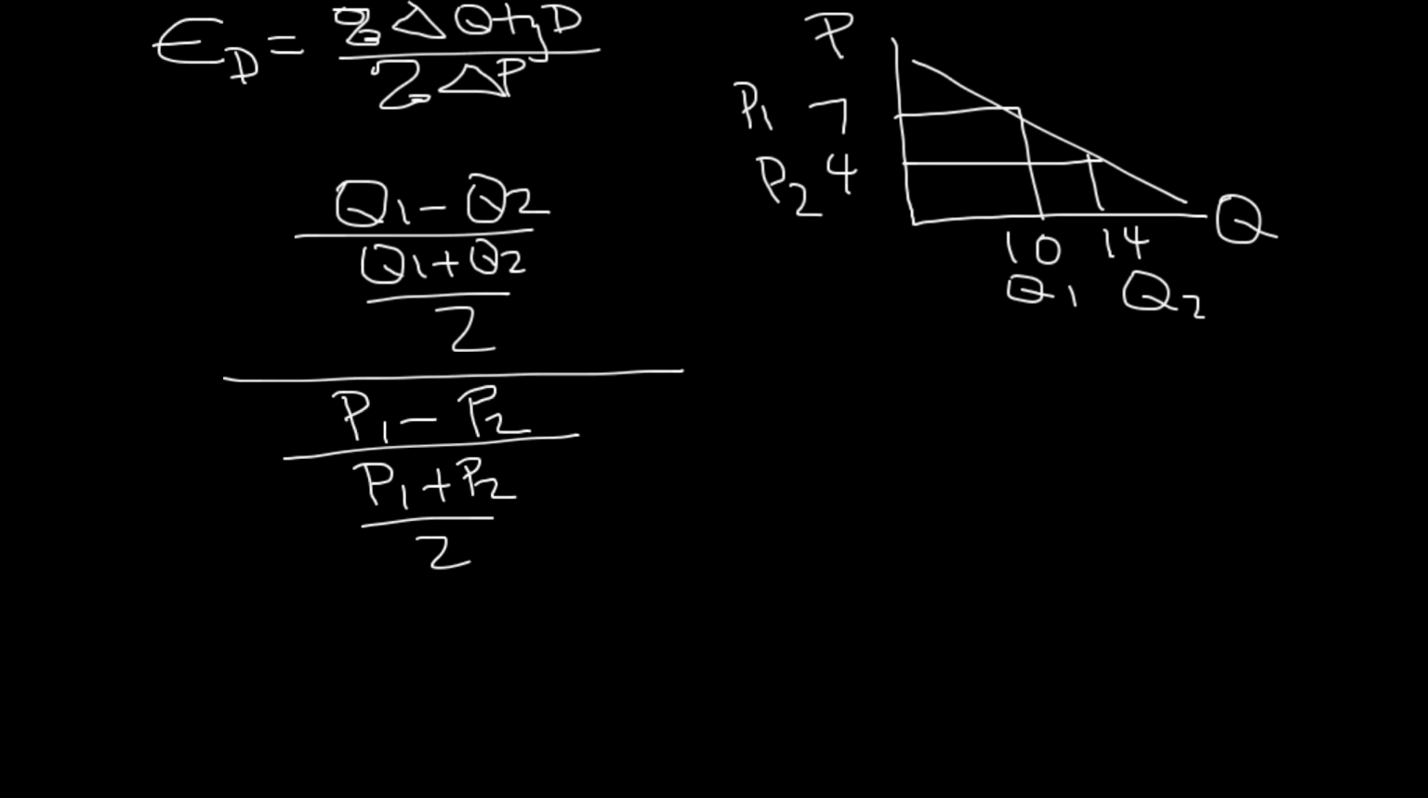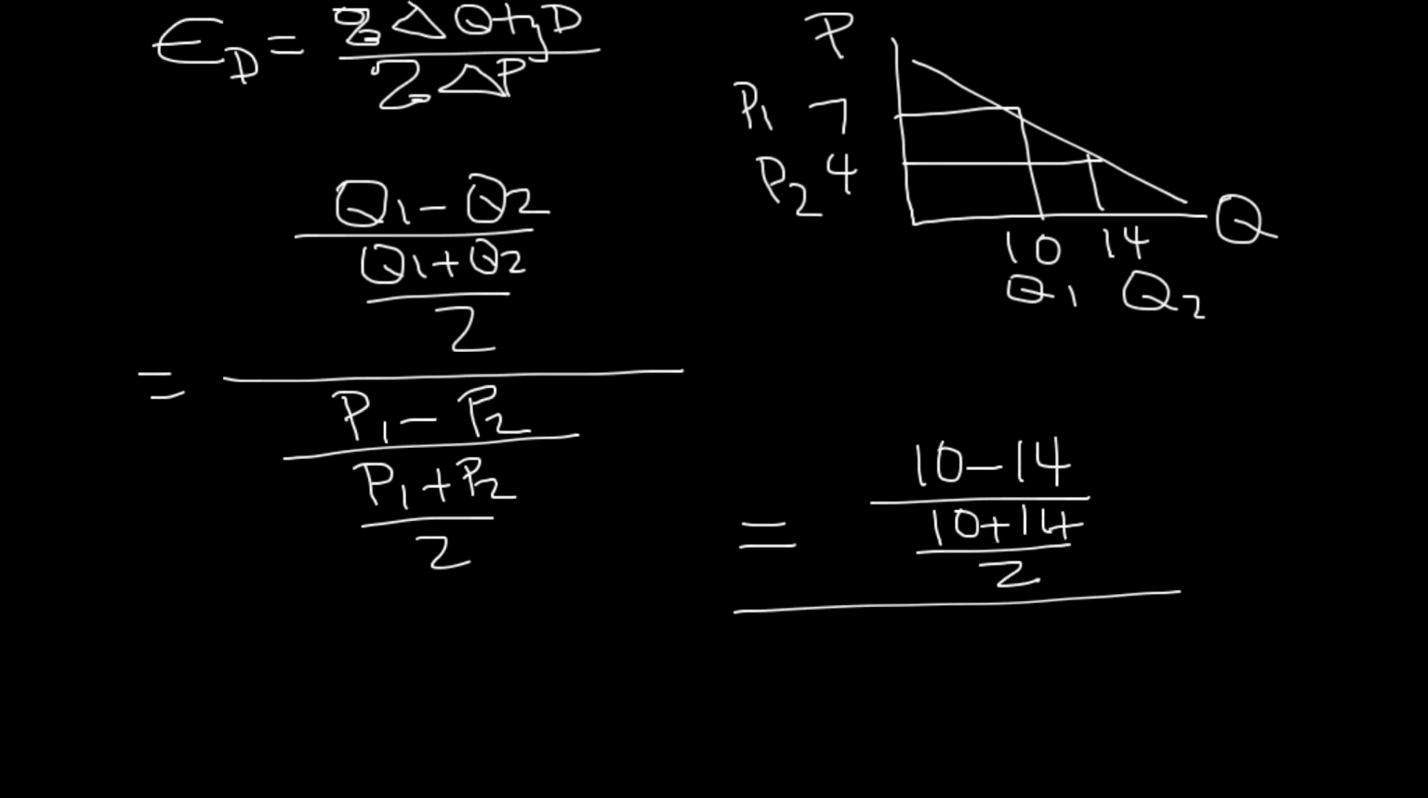And I know it looks ugly, I know it's scary looking, but when you understand where it came from, it doesn't get that hard to remember. So if we actually want to plug in using my example over here, our Q1 is 10 minus Q2, which is 14, with respect to 10 plus 14 over 2. There's your numerator. And now we're going to look at the prices. We got 7 and 4. 7 is for the P1, so 7 minus 4 over 7 plus 4 divided by 2. And you get out your calculator and you can solve that.